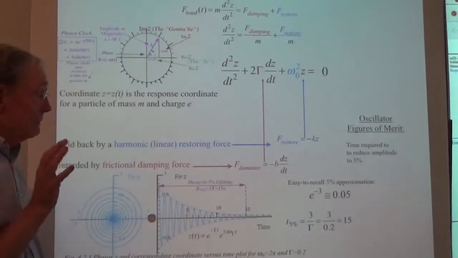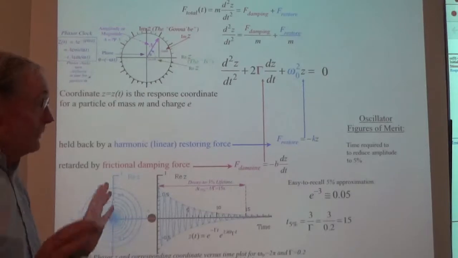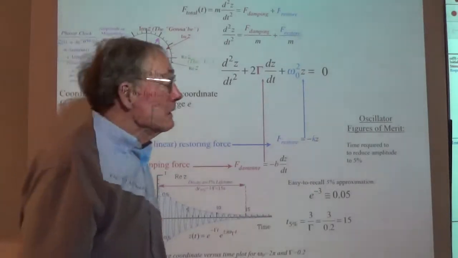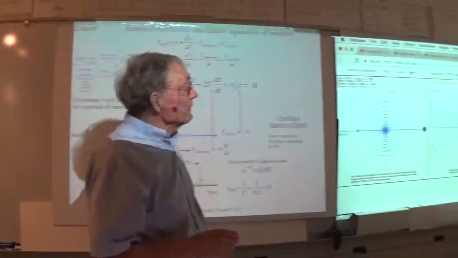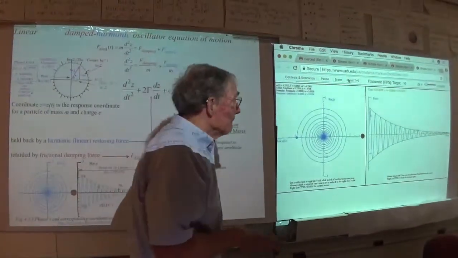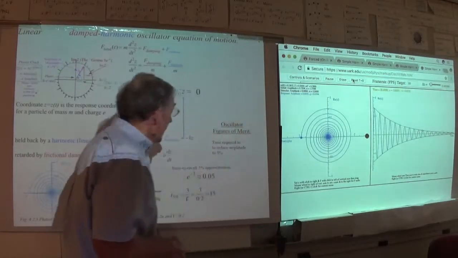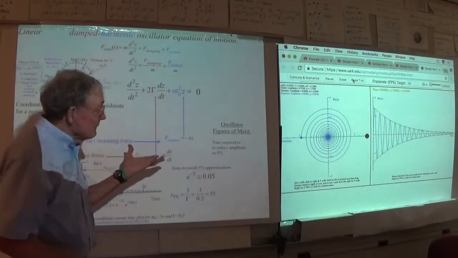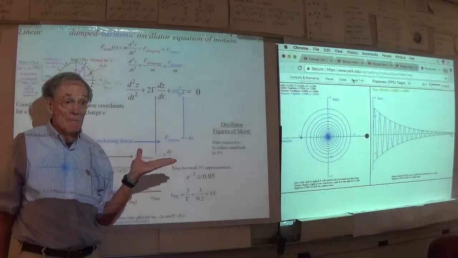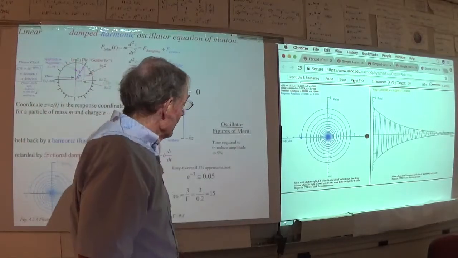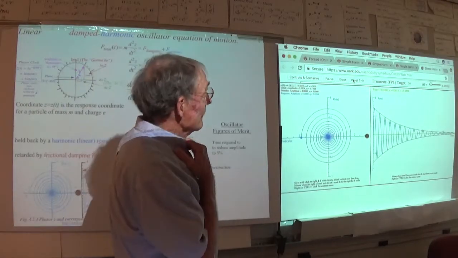That's the 5% point. That's worth keeping in your mind because exponentials appear everywhere, and this is a good way to sort of psych out how big something is by using that e to the minus 3 is 0.05. That means e to the plus 3 is 20. Okay? So this is 1/20th instead of 1/10th.